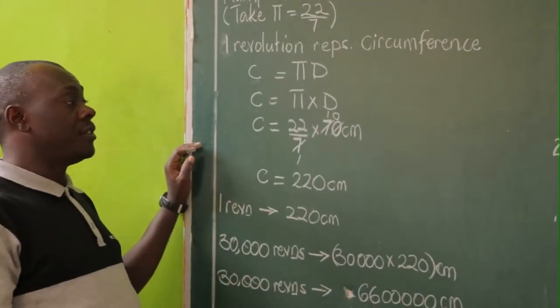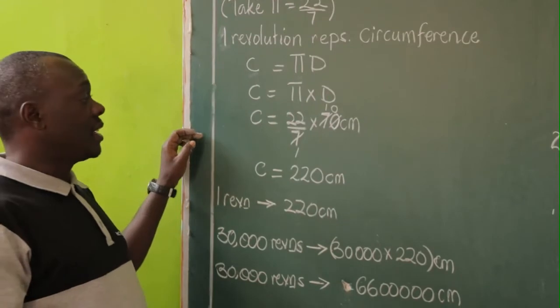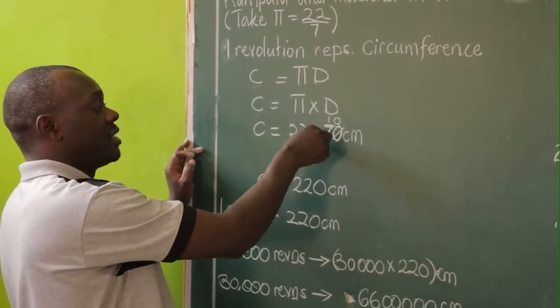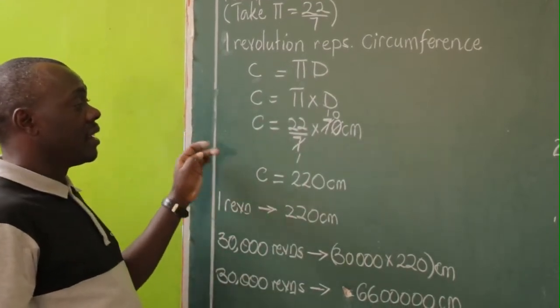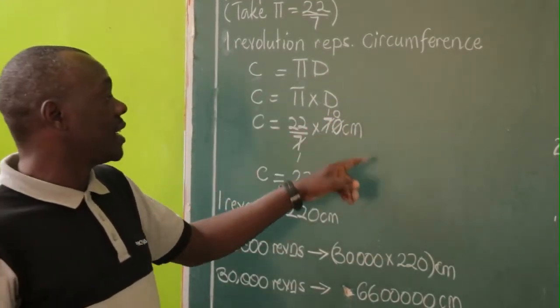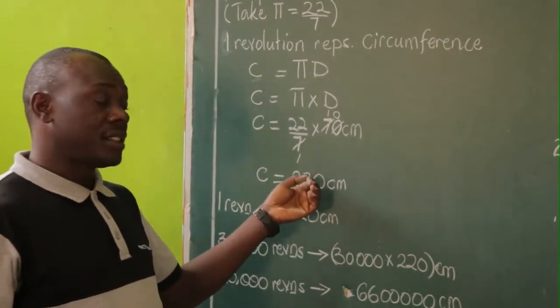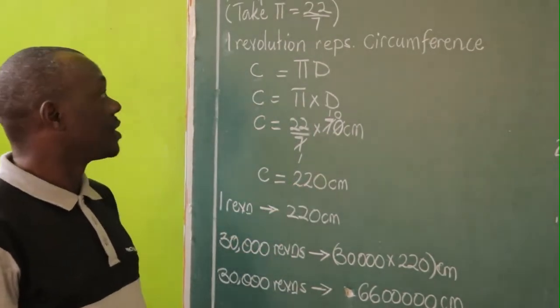Now we are free to divide. The common divisor here is 7. 7 divided by 7 is 1, and 70 divided by 7 is 10, thereby remaining with 22 times 10 centimeters. So circumference is 220 centimeters.